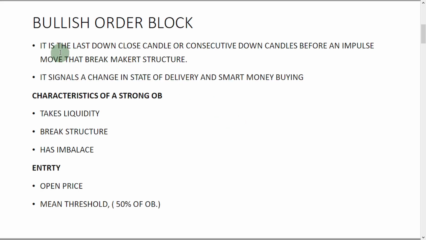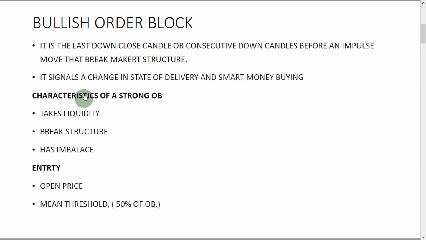The bullish order block is the last down close candle or consecutive down close candles before an impulsive move that breaks market structure. So it can be just one bearish candle, then when we violate it and break structure up, it becomes our order block, or it can be 2 or 3 down close candles or consecutive down close candles. And as we violate those down close candles and break structure higher, that becomes our bullish order block. I say that it signals a change in state of delivery and smart money buying.